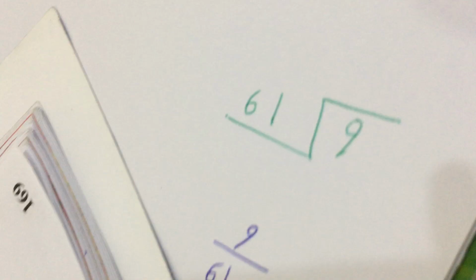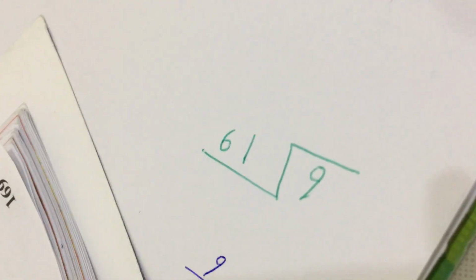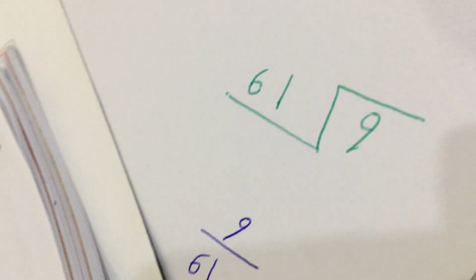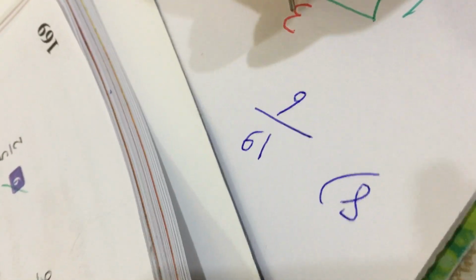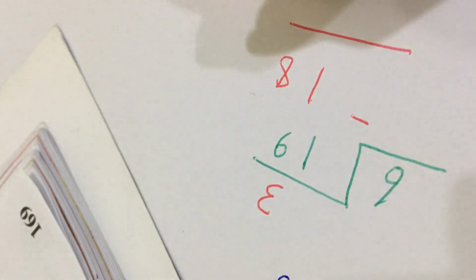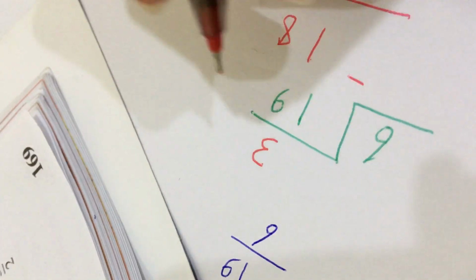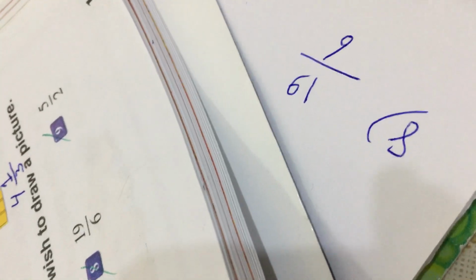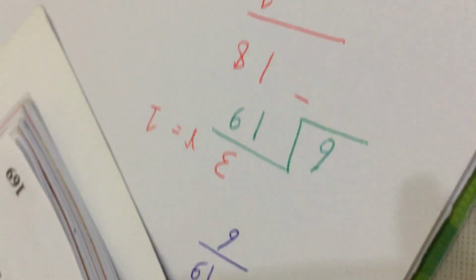6 times what gives me 19 or the number nearest to 19? I have to multiply with 6. 6 times 1 is 6. 6 times 2 is 12. 6 times 3 is 18. So it's equal to 3. Now 3 times 6 is 18, and 19 minus 18 leaves 1. So 19 divided by 6 equals 3, and the remainder is equal to 1. Now, how do I write a mixed number?